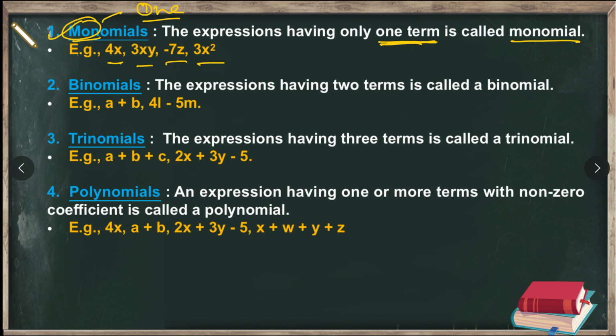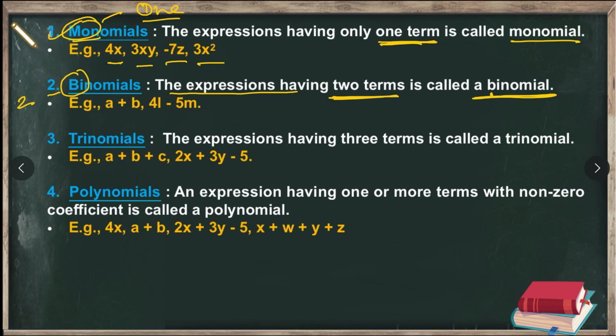Next we have binomial. In the term binomial, the bi stands for 2. So simply, an expression having only two terms is called a binomial. You should remember that bi stands for 2. When we say binomial, we are talking about an expression which has only two terms.